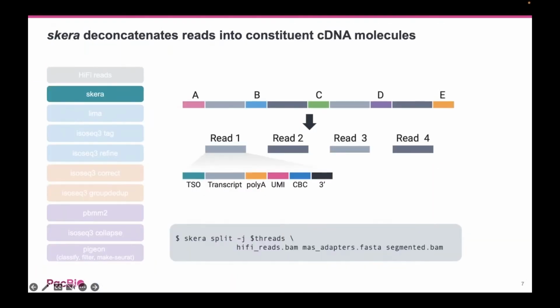The first tool in our pipeline is called Skera, which deconcatenates reads into constituent cDNA molecules. On the figure to the right, you can see we have a length 4 array with adapters A through E separating them. What Skera will do is search for these A through E adapters and extract the constituent cDNA molecules out of them. Each of these cDNA molecules represents all of the cDNA molecules that were produced in your 10x workflow. The command for this just takes your HiFi BAM file as well as your MAS primers, and it will produce a segmented BAM file.